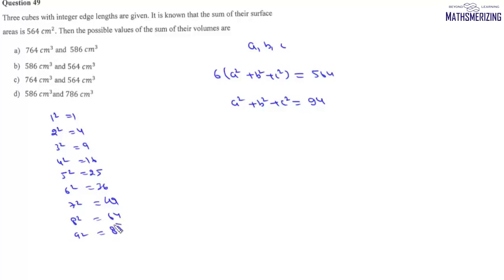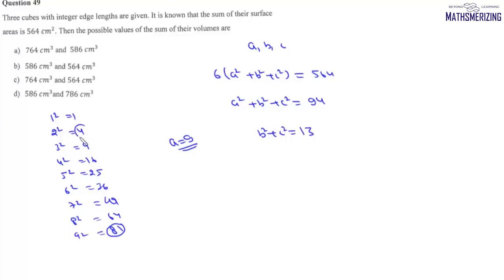Now if we start with the highest number, suppose one of the values is 9. So if we take A as 9, then we'll get B square plus C square as 94 minus 81. 94 minus 81 is simply 13. Now how do we get 13?